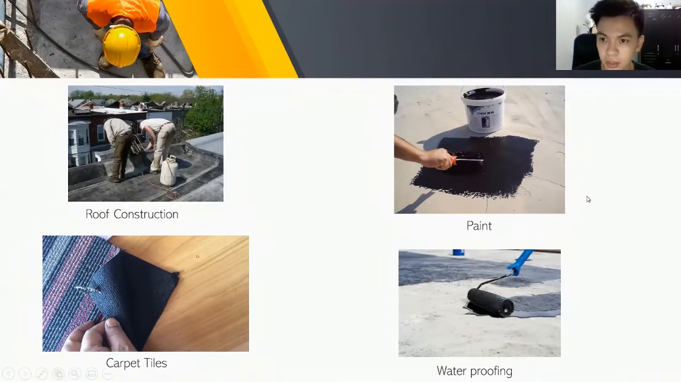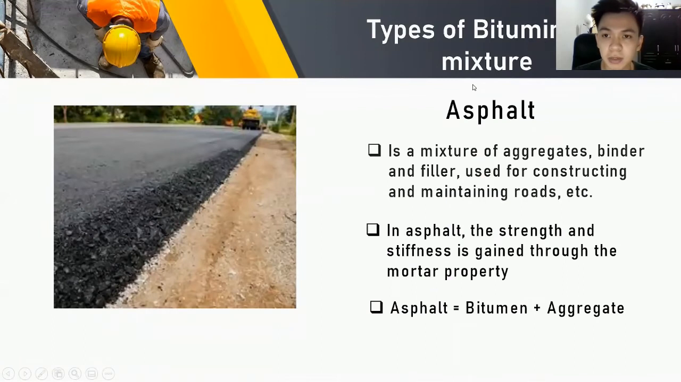Okay. Next. Types of bituminous mixture. So, meron tayong dalawang type. Yun yung una natin ay asphalt. So, sabi dito, si asphalto is a mixture of aggregates, binder, and filler used for constructing and maintaining roads. Okay? So, ginagamit lang yan sa paggawa ng ating mga daan. Ito naman yung binder and filler. Didiscuss natin mamaya yan. Okay? Kung ano yung filler.